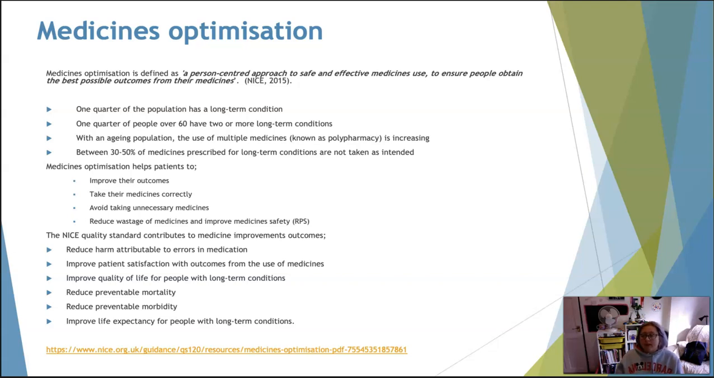And the key thing of medicines optimization is it helps to improve our patient outcomes. It helps them to understand the reasons as to why they should be taking their medicines correctly, and it helps the patients to avoid taking unnecessary medicines. And obviously in the long term this will also help to reduce wastage of medicines.